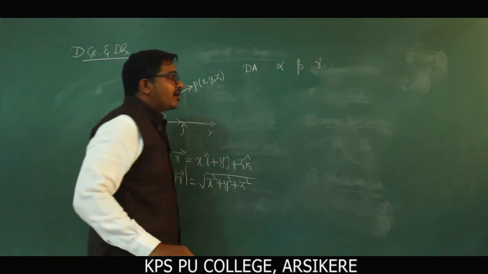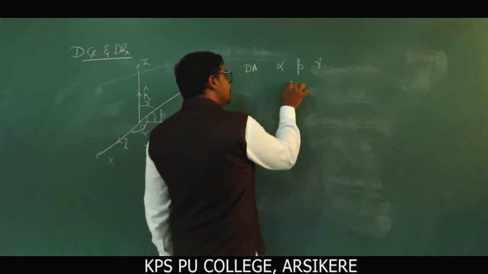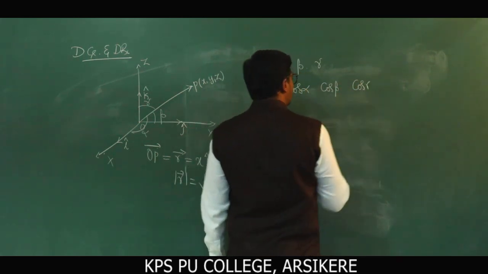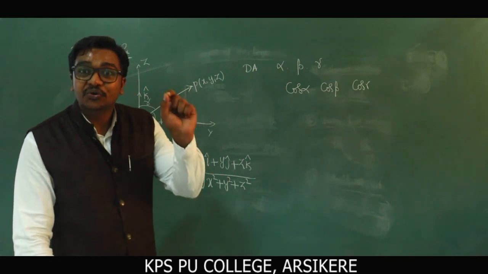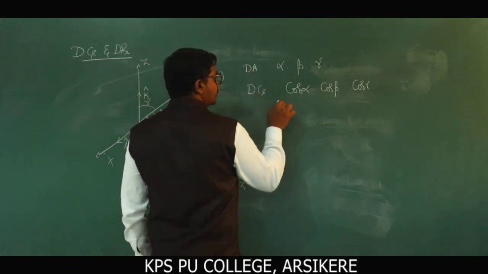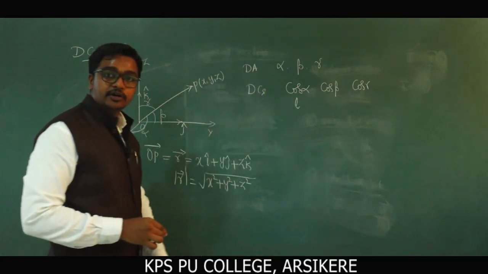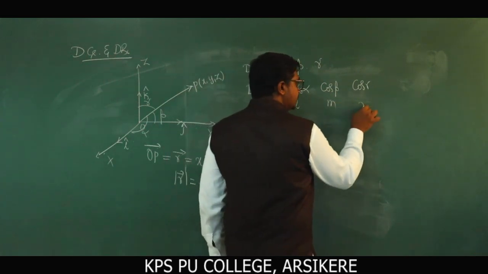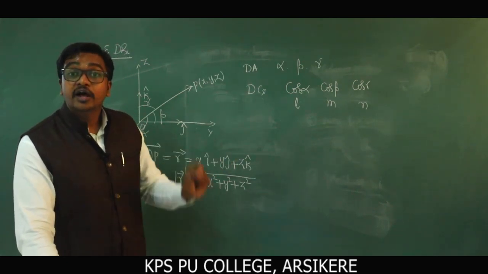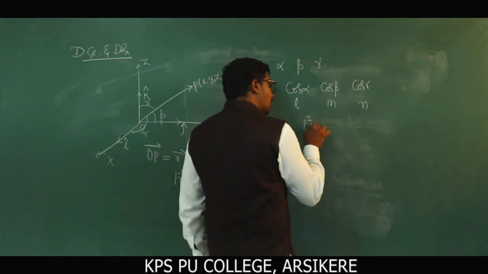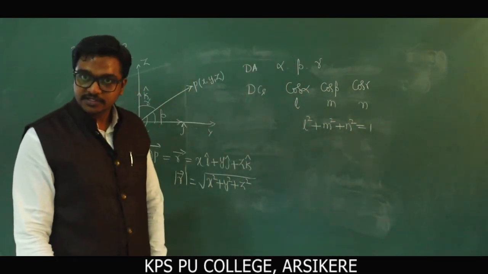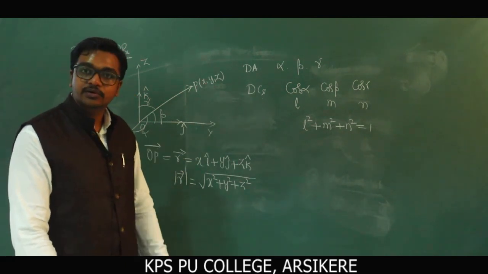If I take cos of these angles, cos alpha, cos beta and cos gamma, they are called direction cosines. Remember the word direction cosines, DCs. We have a special notation for these: cos alpha is denoted by L, then M, and then N. And we have a beautiful relationship between direction cosines: L square plus M square plus N square is equal to what? 1. L square plus M square plus N square is equal to 1.